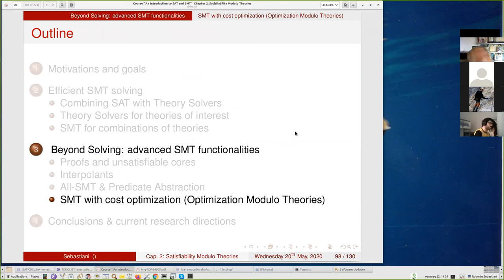What time is it? 2:35. Well, I have less than half an hour to take the very last topic, which is optimization model theories.